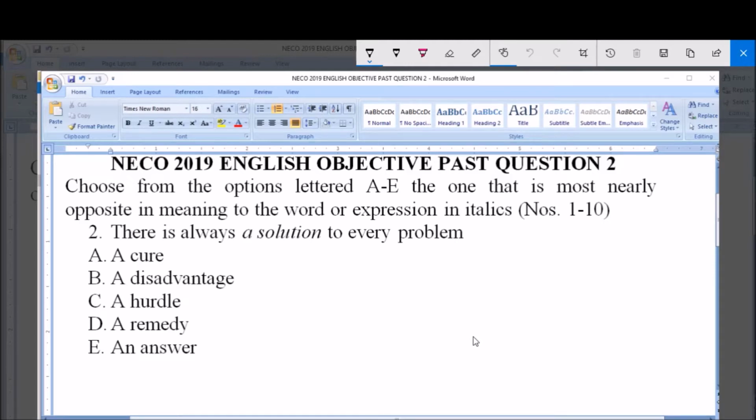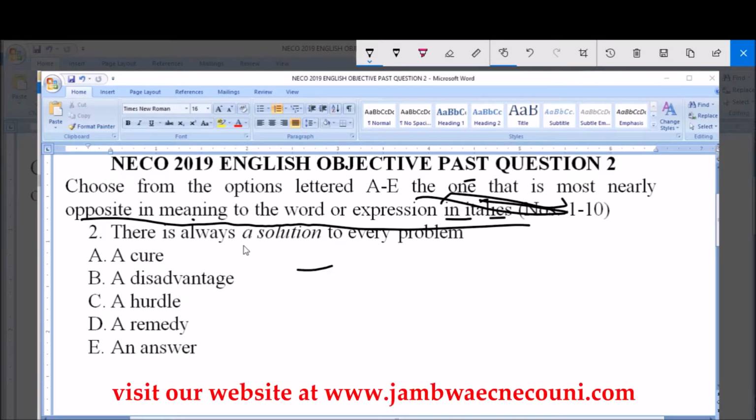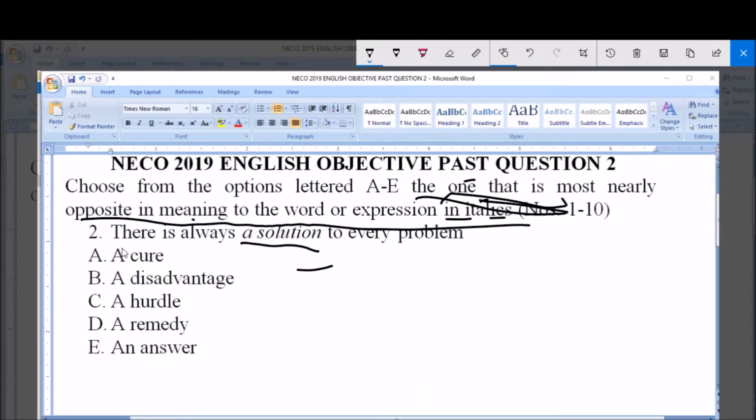Question number 2. The instruction to this question says we should choose the word that is most nearly opposite in meaning to the word that is italicized, and the word that is italicized is solution. The sentence says: there is always a solution to every problem.